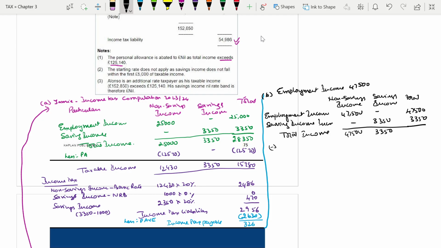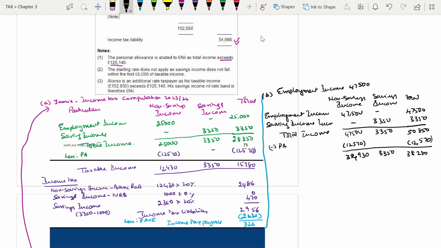Next, from that total income, you have to deduct the personal allowance. First, we will give it for the non-savings income. 47,500 plus 3,350 is 50,850. 50,850 minus 12,570 comes to how much? 38,280 plus 3,350.